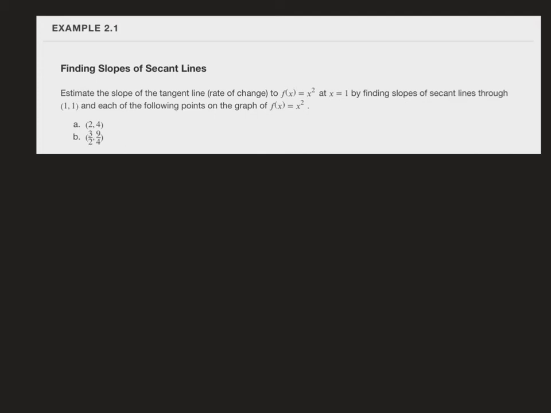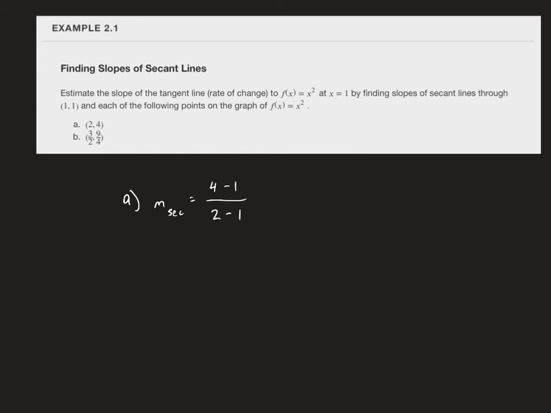and each of the following points. So part A gives us the coordinate (2, 4), and part B gives us a fractional y-coordinate, which we'll deal with, (3/2, 9/4). For both of them, we're going to find the slope of a secant line. My y2 in both A and B is going to be the given point. So we're going to compute y2 minus y1 over x2 minus x1: 4 minus 1 over 2 minus 1.